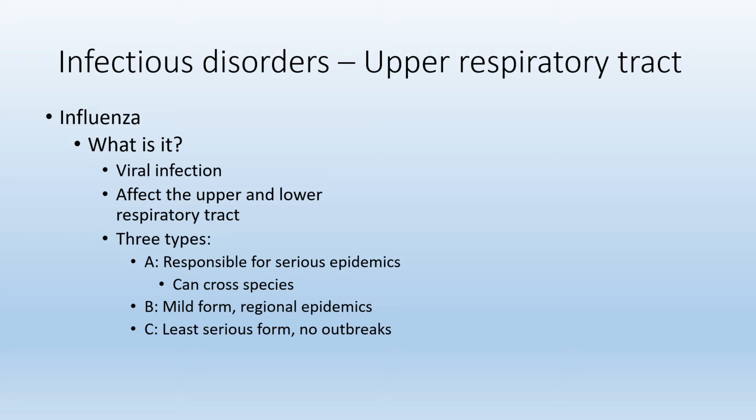Okay. Type B is going to be a milder form, it's not as bad. And so that leads to regional epidemics that really affect regions rather than whole countries or even the entire world. And then we have type C. Type C is the least serious form, doesn't really stand a chance to develop an outbreak.